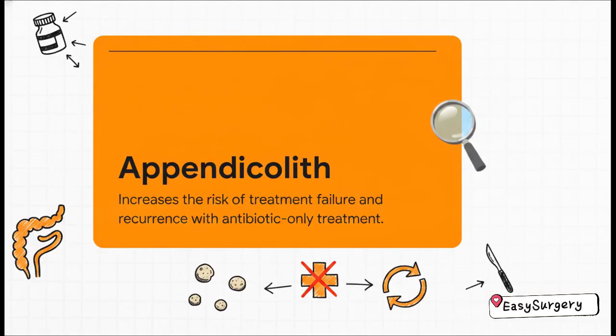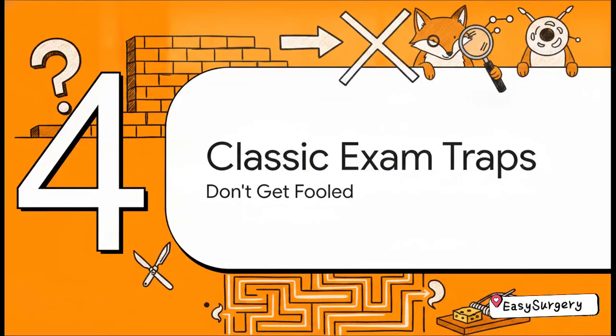Here's another huge pearl for you, the appendicolith. Remember earlier when we talked about that antibiotic-first approach for some uncomplicated cases? Well, watch out. If you spot an appendicolith on their imaging, you need to be highly vigilant. This specific finding significantly bumps up the risk that an antibiotic-only strategy is going to fail, and it also raises the recurrence risk. Basically, it's a huge red flag that might push you away from antibiotics and straight towards standard surgery. Next up, Section 4, Classic Exam Traps.